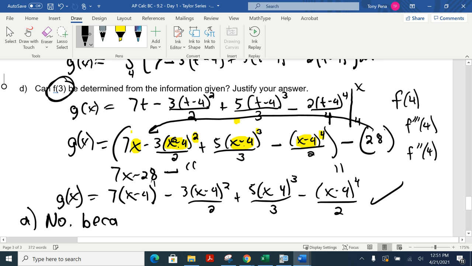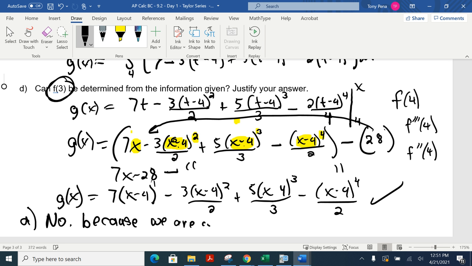We could approximate it, but we can't find the actual functional value because we are centered at x equals 4. Those are the values that we can come up with exactly. Everything else is going to be an approximation. All right, so we could approximate it like we did earlier, but it wouldn't be the exact value. All right.